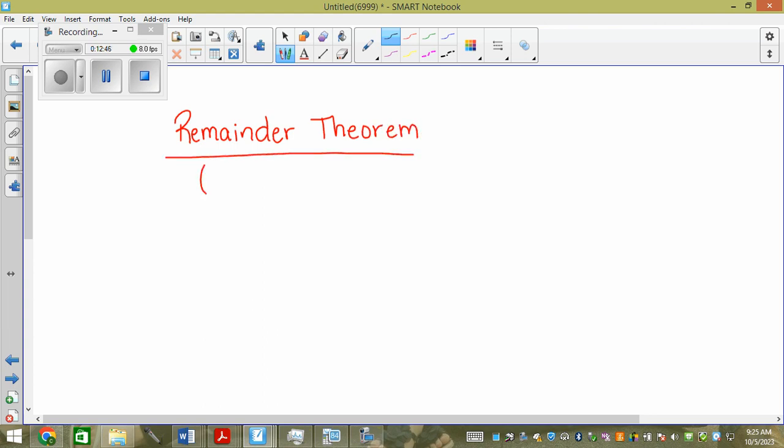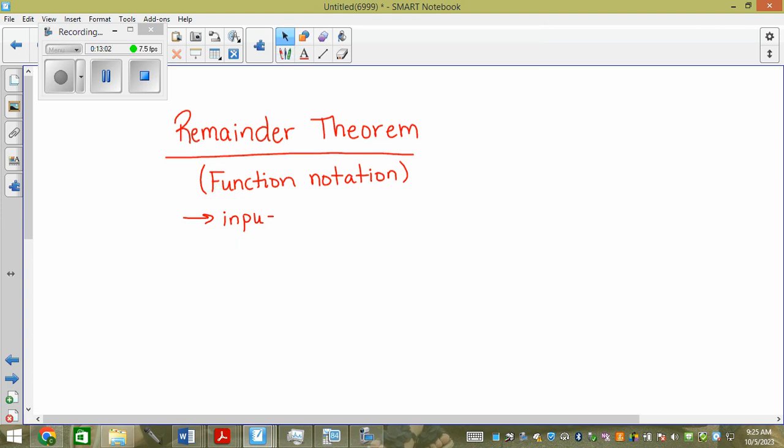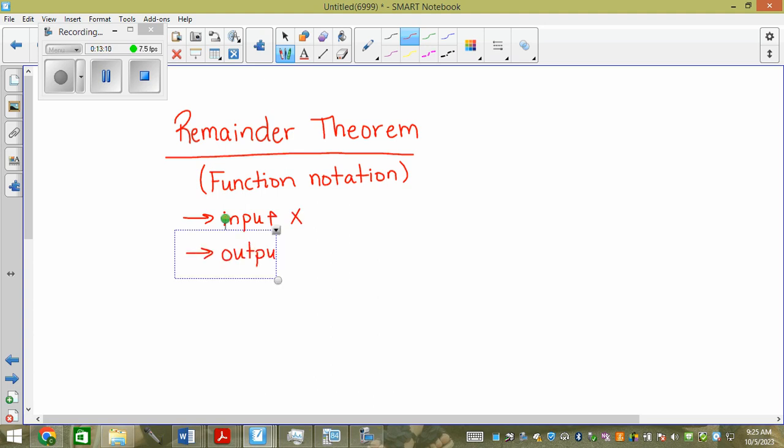Remainder theorem, guys, is actually just function notation. Input x, output y. And we've already talked about this in short form before. Remainder theorem, input x, output y.